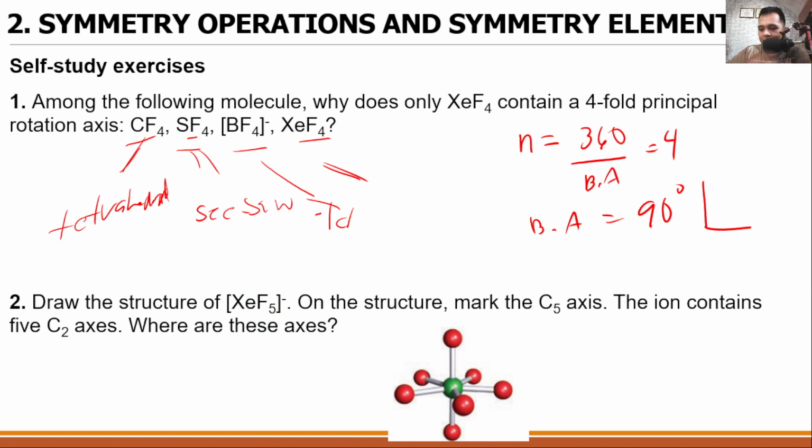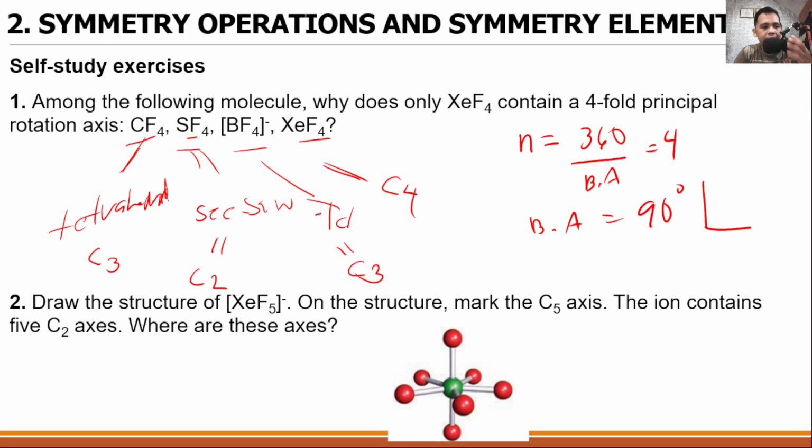And for our XeF4, xenon tetrafluoride, we can see that it is 90 degrees. So, that is the reason why xenon tetrafluoride is the only one that contains a fourfold principal axis, because the tetrahedral one contains C3, this one is C2, and this one is also C3, and this one contains C4. Okay? That's it. That easy.